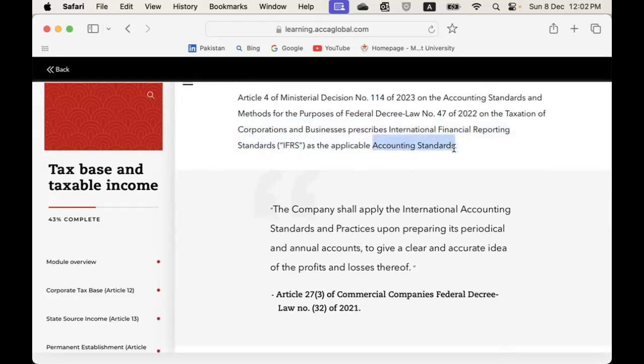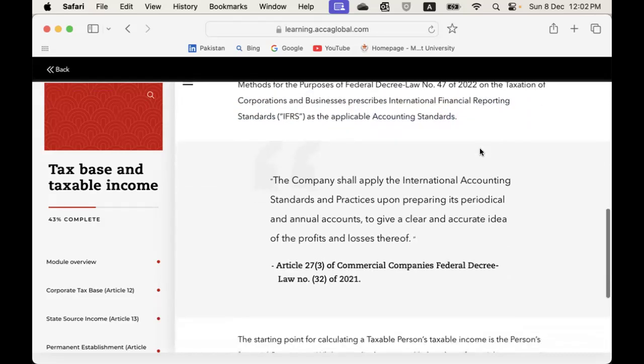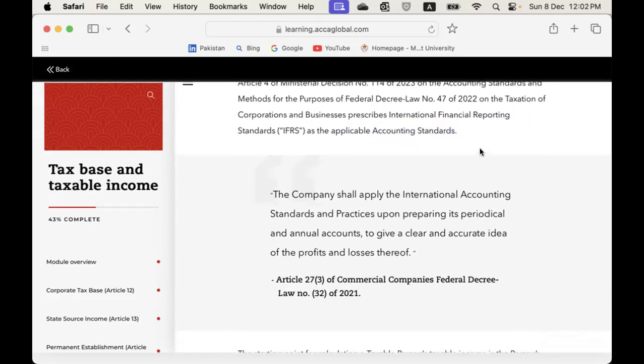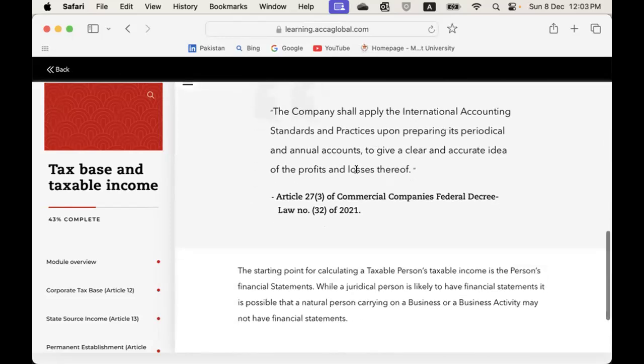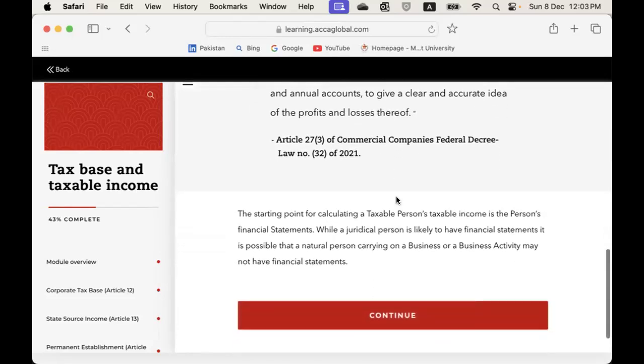So what does that tell us? Let's say you have a client which is preparing financial statements under US GAAP. Then what will you need to do if you're filing a tax return in the UAE? You also need to convert them to IFRS. Yes, there will be a US GAAP to IFRS reconciliation performed, and the financial statements will be converted to IFRS, and then the return will be filed. The company shall apply the international accounting standards. Okay, what else?